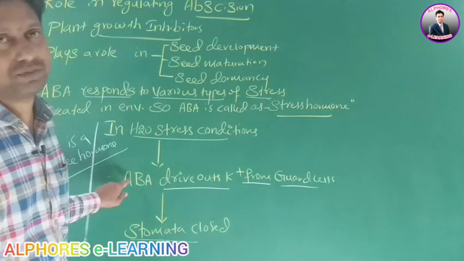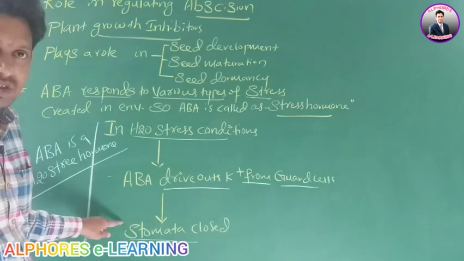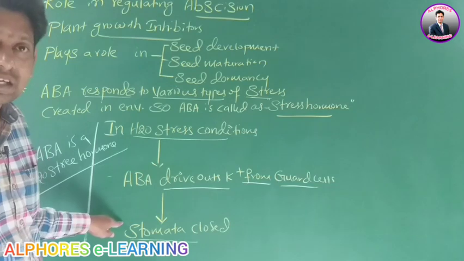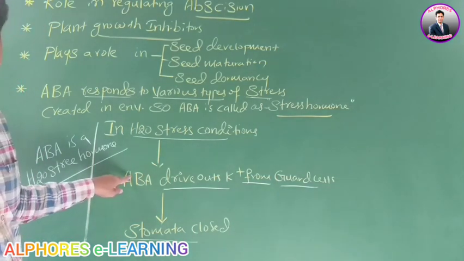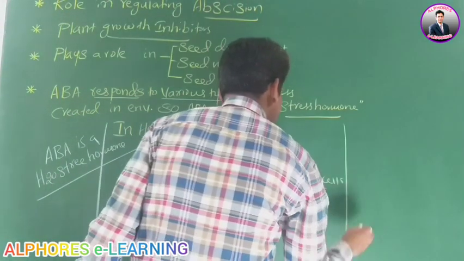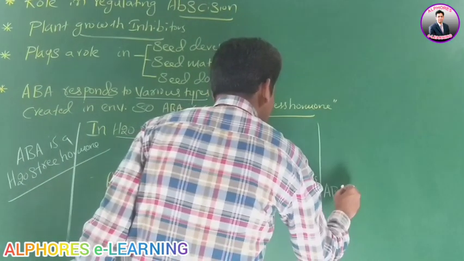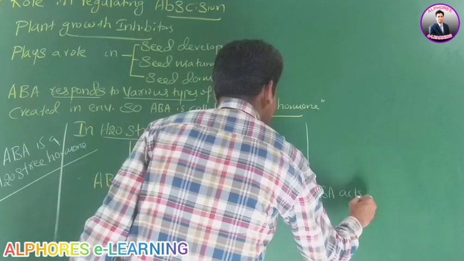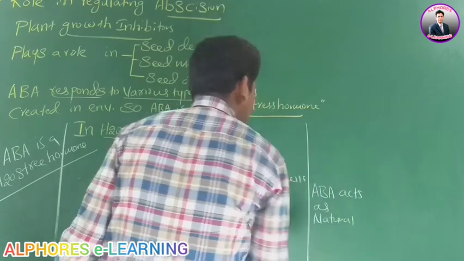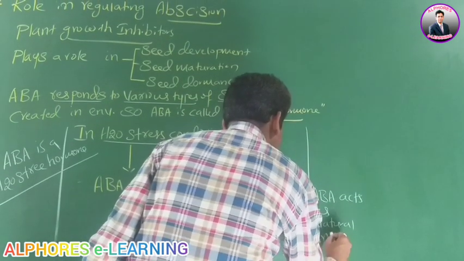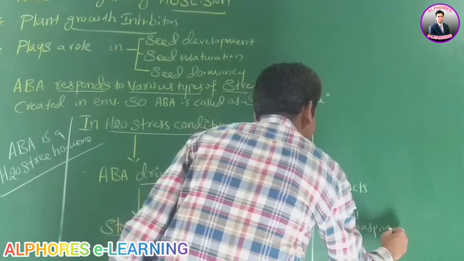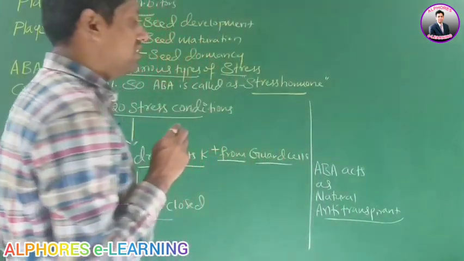Now you tell me, if stomata get closed, who is helping in this closure of stomata? Abscisic acid. If stomata get closed, the rate of transpiration decreases. Yes or no? Therefore, abscisic acid acts as a natural anti-transpirant.